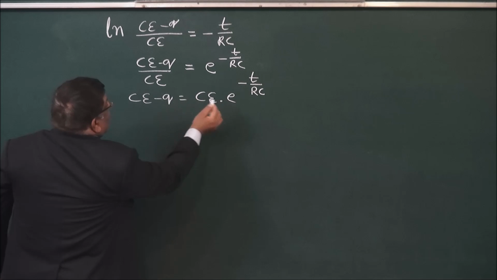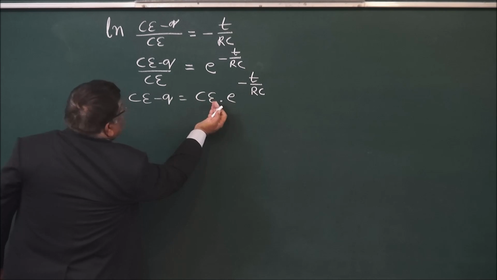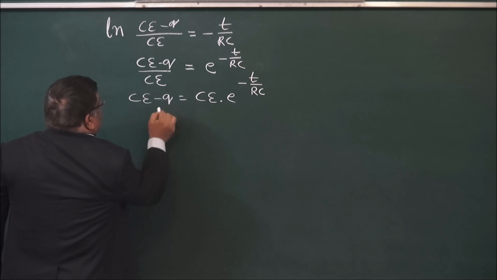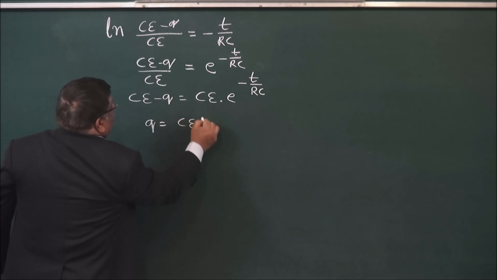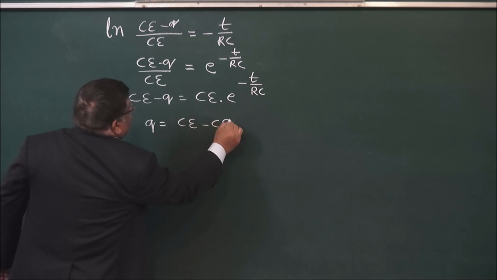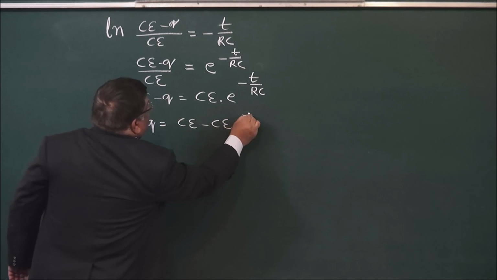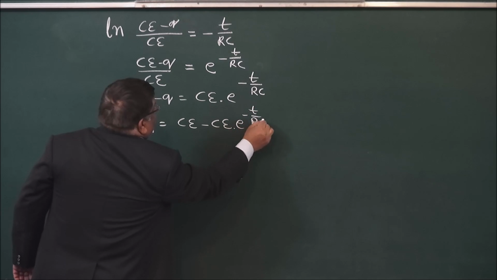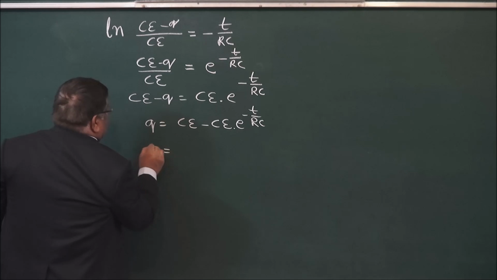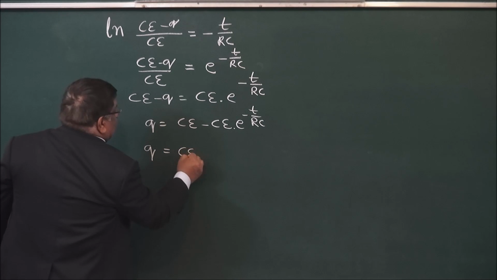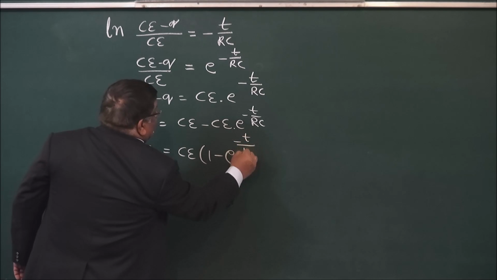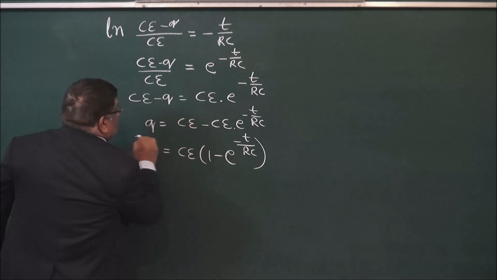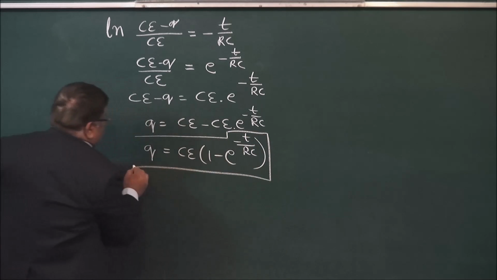Now here take the q on one side and this on the other side. So what do we get here? Q is equal to CE minus CE into e to the power minus t upon RC, or we can say q is equal to CE times (1 minus e to the power minus t upon RC). This is the expression we were searching for.